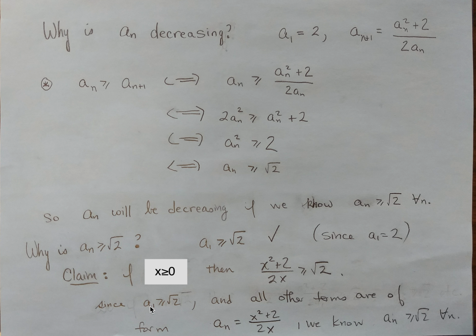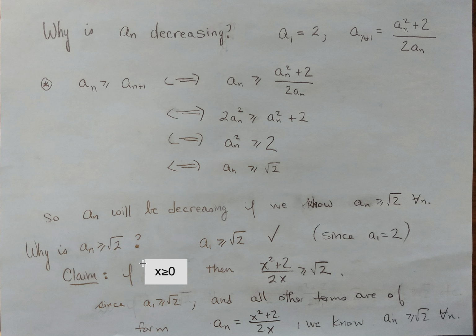We'll basically be done because we started with a number bigger than root 2. And every other term of the sequence is going to be gotten by just plugging in some previous term for x, so like x squared plus 2 over 2x. And since this claim says no matter what positive number we plug in, we're going to get something bigger than the square root of 2.